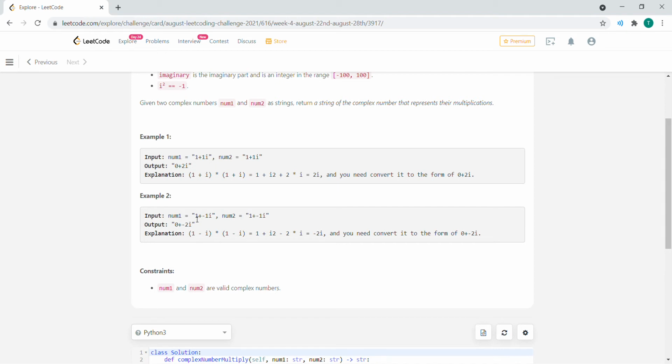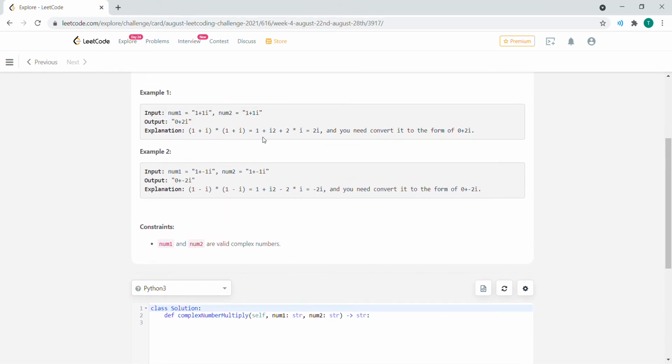If you represent it as a string, you have 1 plus -1i times 1 plus -1i, and that's going to give you the string here. Ideally it represents -2i, but you get this weird format here. The same deal as before.